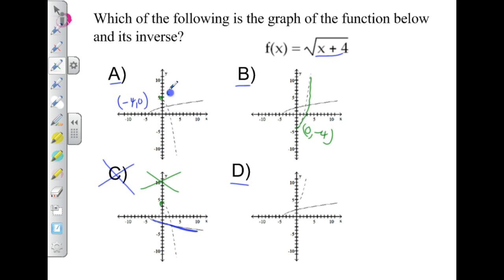This one's not 0, negative 4, so it can't be A. And if the original function is negative 4, 0, the inverse should be, oh, this is wrong too. I mean, these are all wrong. We only want one. The correct inverse of negative 4, 0 is 0, negative 4, so that green is the inverse of the black function, so I would choose B.